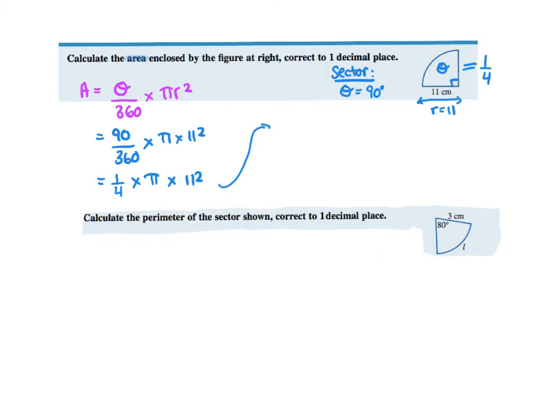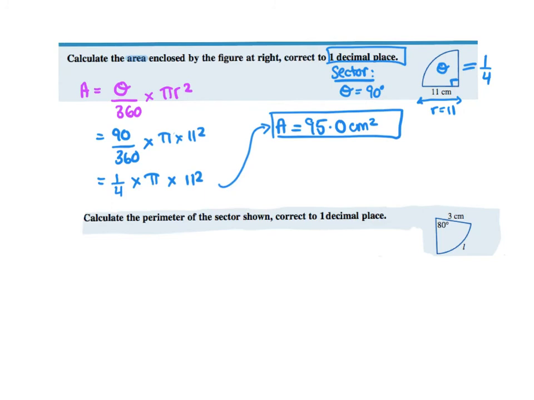So I'm going to put the answer up here. Area equals, it said up here I'm checking one decimal place, so 95.0 to one decimal place. And this was in centimetres, so area is centimetres squared. So there's my final answer.